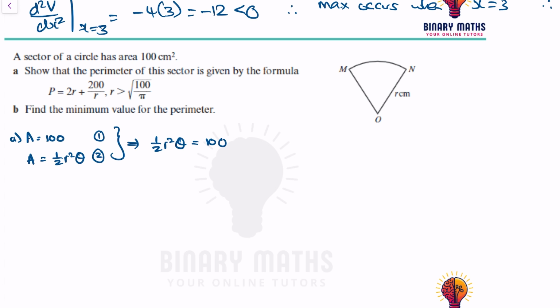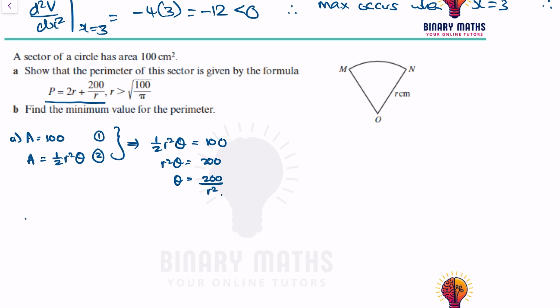Now if we look at it, we're trying to get everything in terms of r, which means I need to eliminate theta. So r squared theta is equal to 200, which means theta is equal to 200 over r squared.